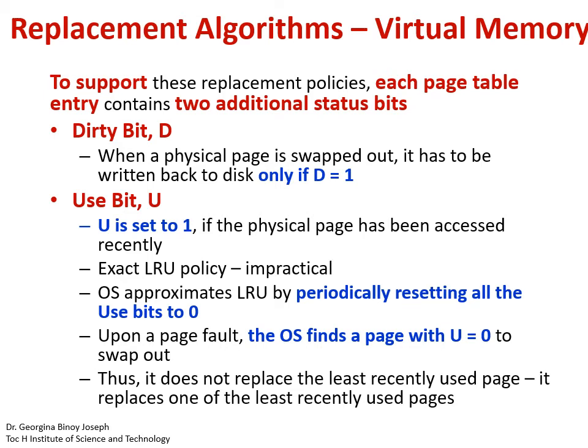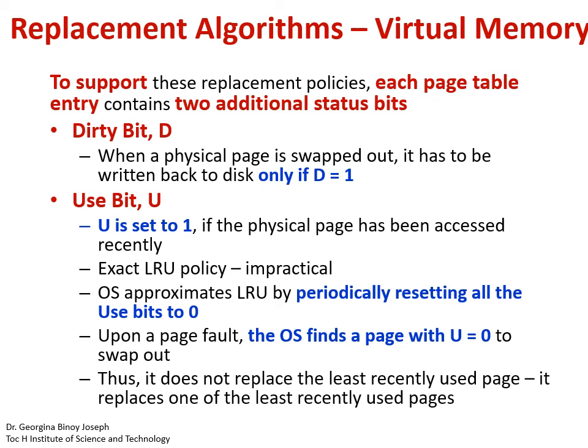Now, there is also a use bit U. U is set to 1 if the physical page has been accessed recently, just like we had seen for the cache. Now, the number of physical pages is very, very large. So an exact LRU policy implementation is impractical. So the operating system approximates, that's why it's called an approximate LRU policy. The OS approximates LRU periodically by resetting all the use bits to 0. After some time, all the use bits will become 1 if we don't do anything about it. So periodically, the OS resets all the use bits to 0.